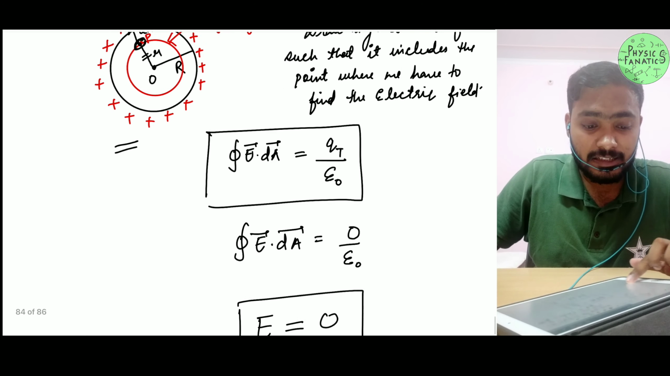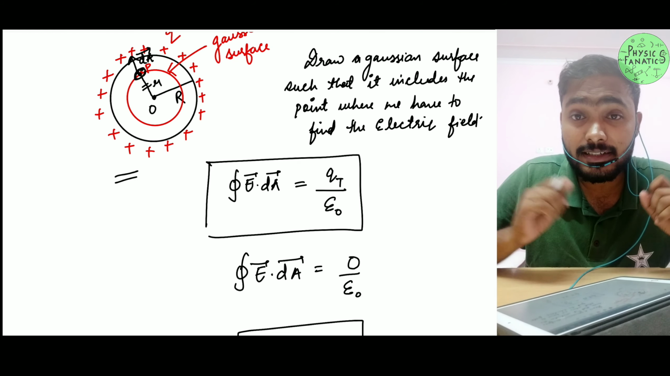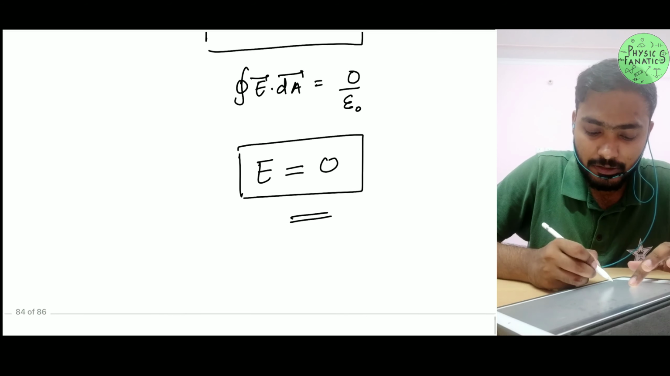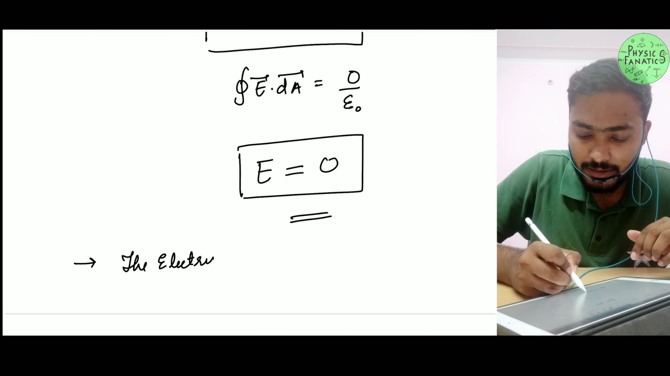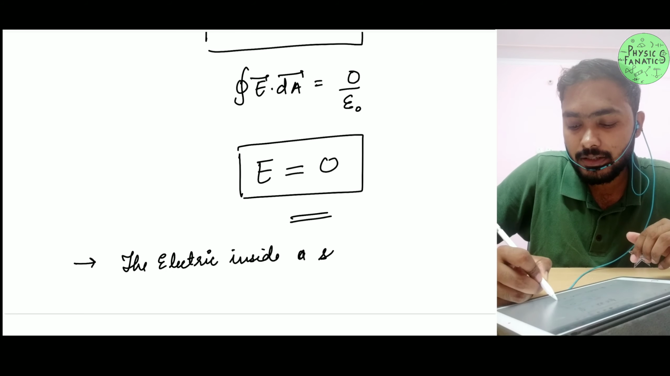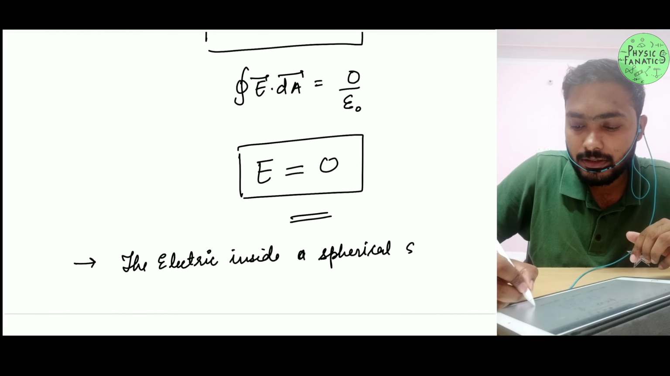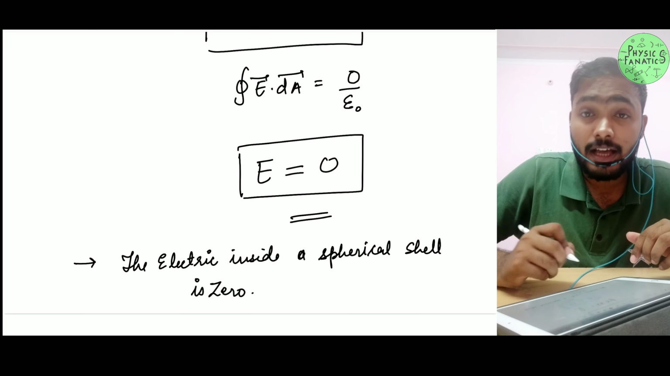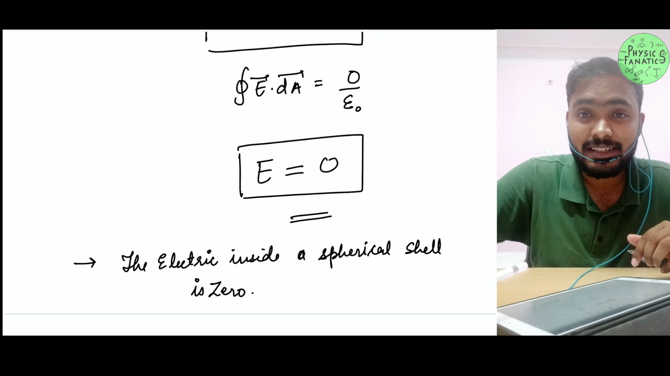Yes or no? The electric field inside the spherical shell is 0 because there is no charge inside the spherical shell. So from here I can conclude the electric field inside a spherical shell is 0. I hope that is understandable. Is that understandable? Yes or no?